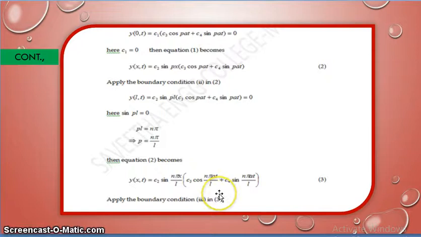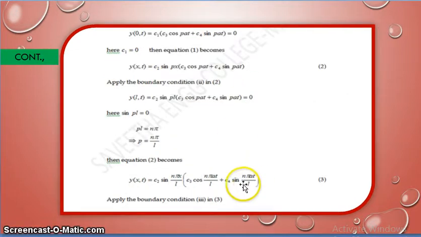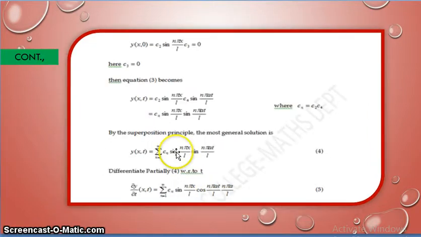Next apply condition 3 in equation 3. So we get y with t equal to 0. Put t equal to 0: sin 0 is 0 and cos 0 is 1, so we get only c3. Therefore c2 c3 sin n pi x divided by L equal to 0. Here c2 is not equal to 0 from the previous case, and sin n pi x by L is also not equal to 0, since it is a trigonometric function. So the only possibility is that c3 is 0. Substitute c3 equal to 0 in equation number 3.